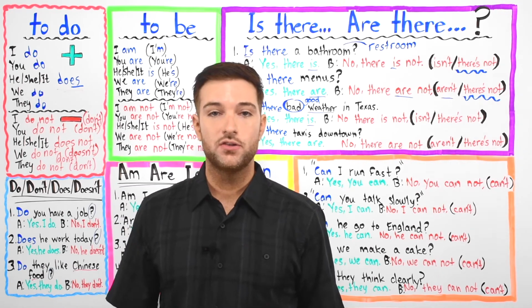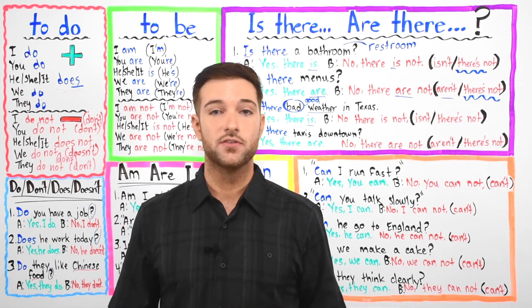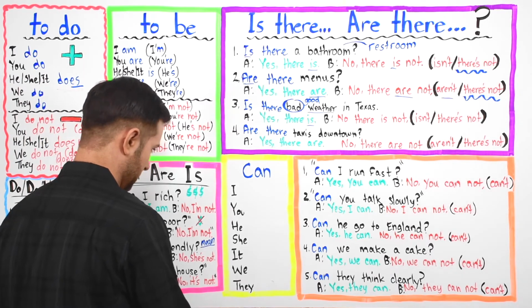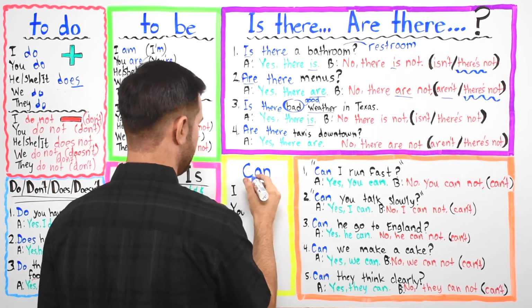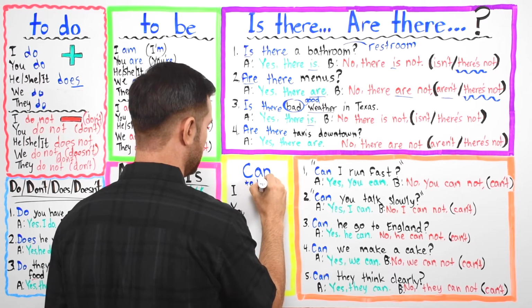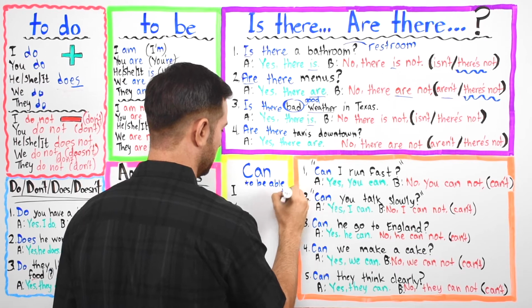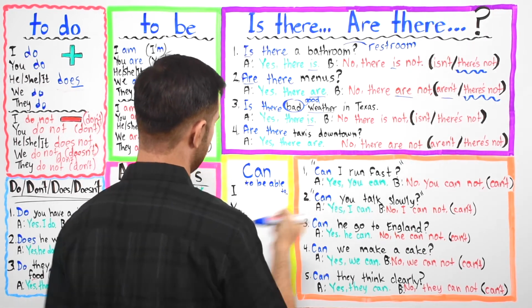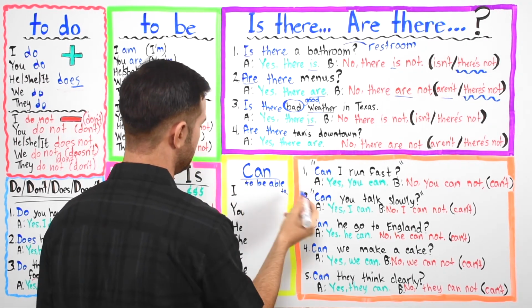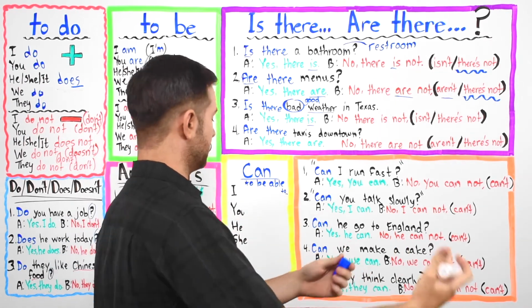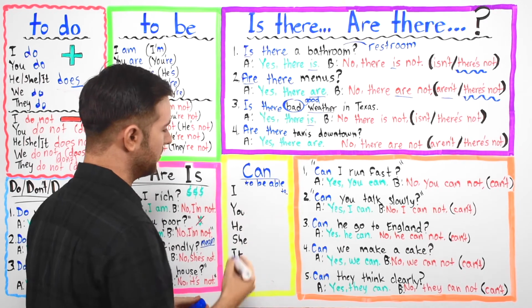We're going to look at a new verb. This verb is the verb can. Sometimes people also say to be able to. That's also like a synonym. So can, to be able to. I can, I am able to. Okay, so let's go ahead and conjugate.